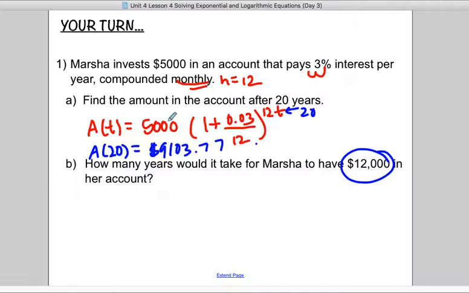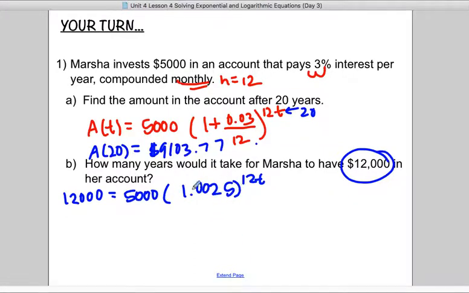Okay. So the next question asks, how many years would it take for Marcia to have $12,000 in her account? So we're going to take this equation up here and set it equal to 12,000. I'm actually going to see what this gives me. 1 plus 0.03 divided by 12 is 1.0025 to the 12t. And now we just need to solve it.